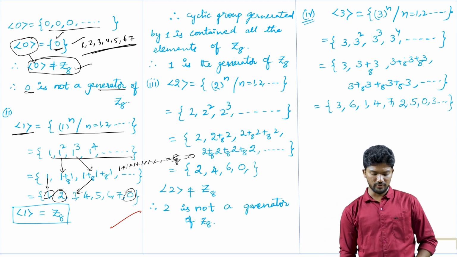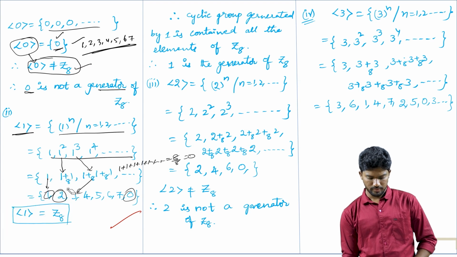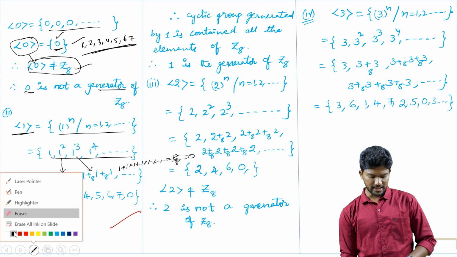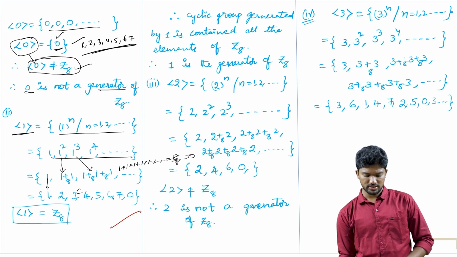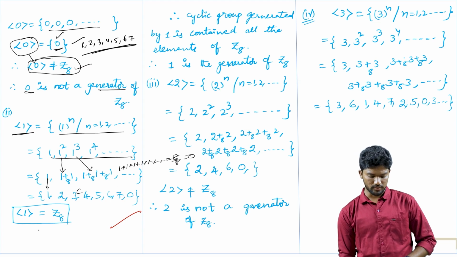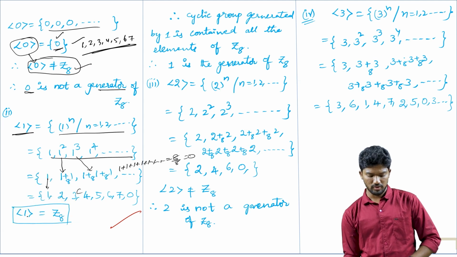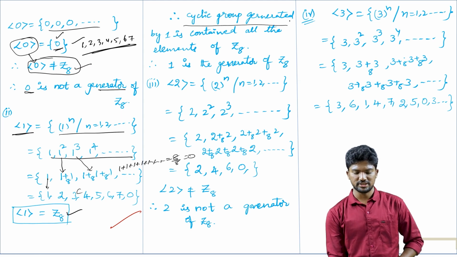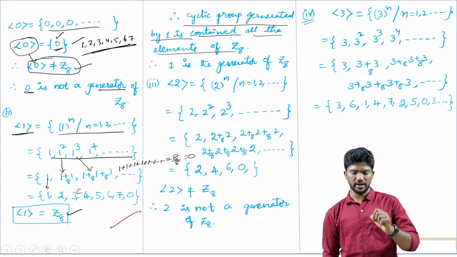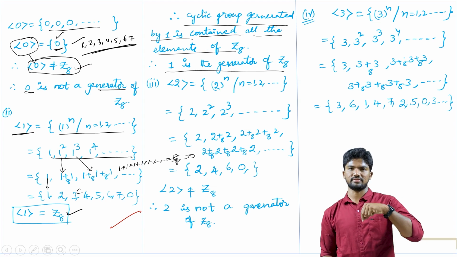Now if you observe carefully, in the set of this group we have all the elements of Z suffix 8. I am writing them in order: 1, 2, 3, 4, 5, 6, 7 and 0, including 0. So all the elements of Z suffix 8 are in the cyclic subgroup of 1. So the cyclic subgroup is equal to Z suffix 8. The cyclic group generated by 1 contains all the elements of Z suffix 8. So 1 is the generator of Z suffix 8.